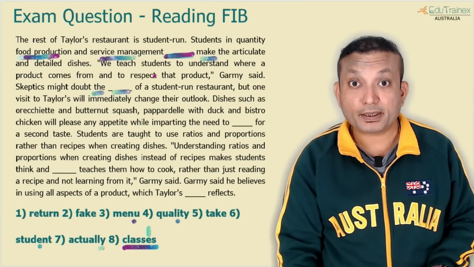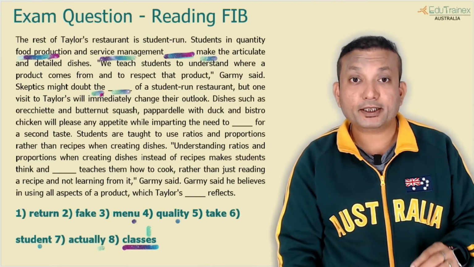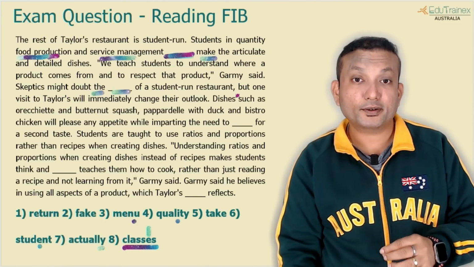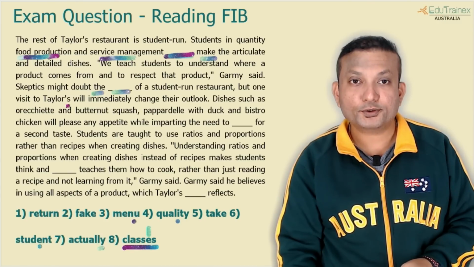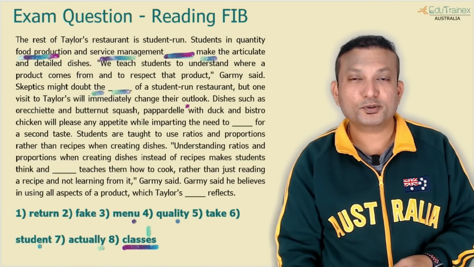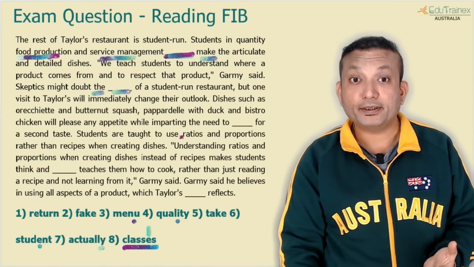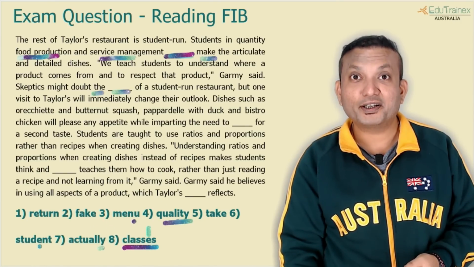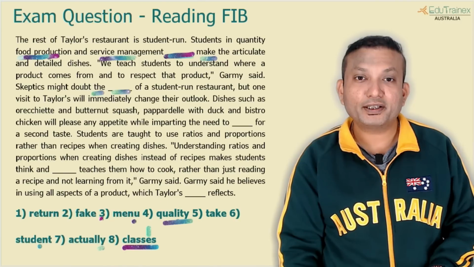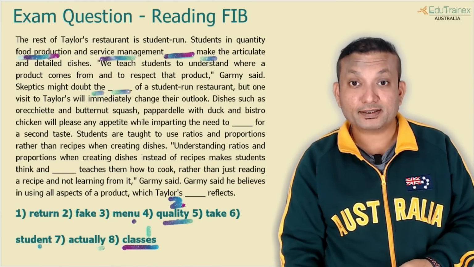Now let's read the passage and understand. "We teach students to understand where a product comes from and to respect that product," Grammy said. "Skeptics might doubt the dash of a student-run restaurant, but one visit to Taylor's will immediately change their outlook." So what will they doubt? The student-run restaurant. So they are doubting how the student-run restaurant will be. So out of menu, quality, and student, you will choose quality, right? Because if they doubt the quality, they can't doubt the menu or the student itself. So that's what is making perfect sense here.